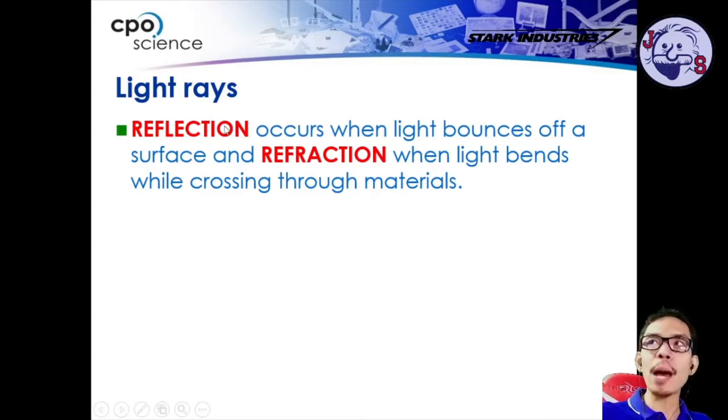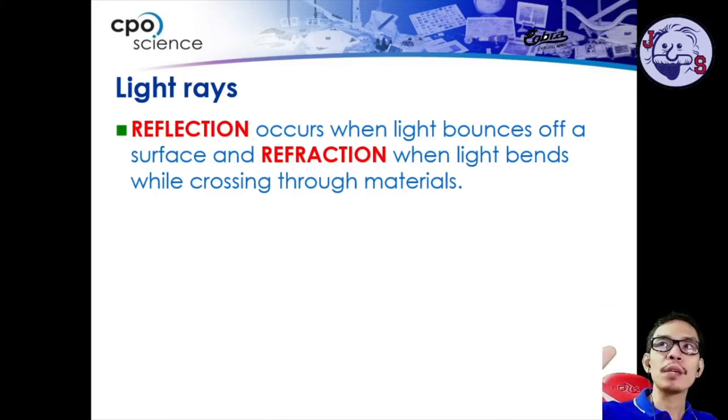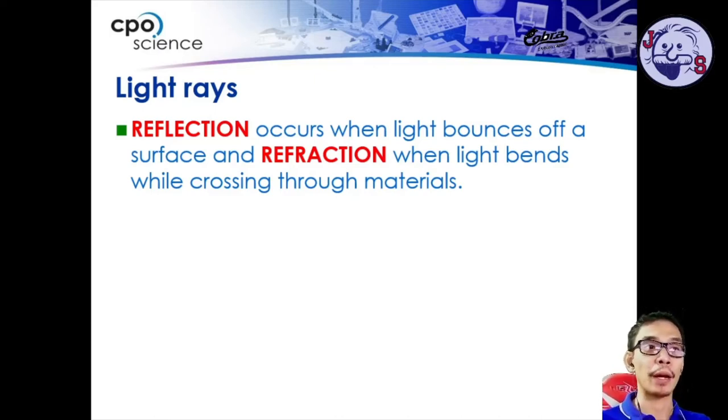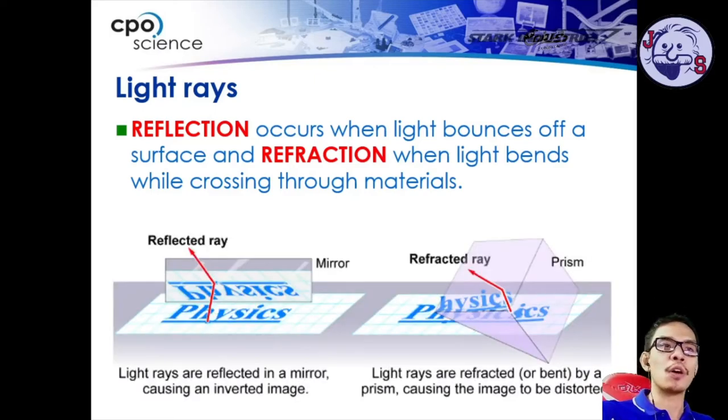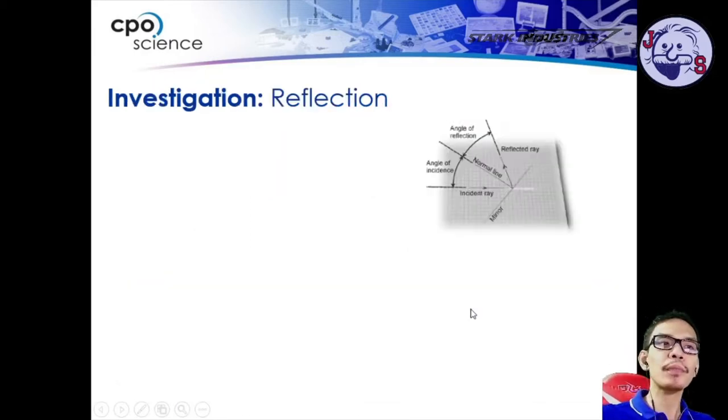Reflection happens when light bounces off a certain surface. Refraction is when the light bends when it crosses from one material to another. So this is what happens when light is reflected, and this is what happens when light is refracted. That's their difference.